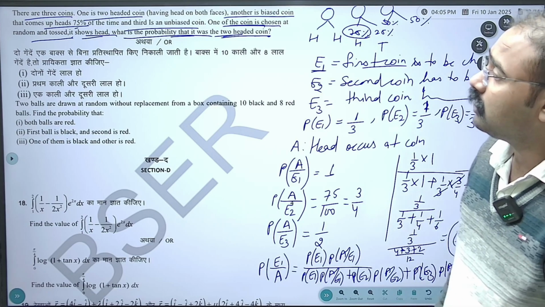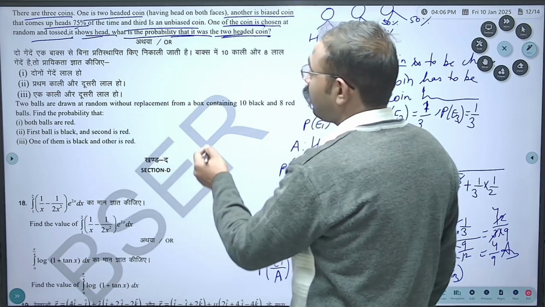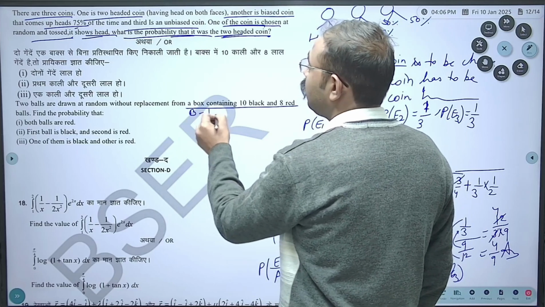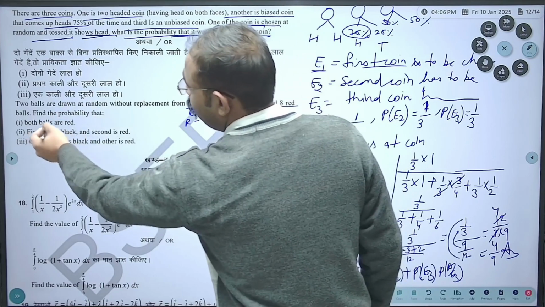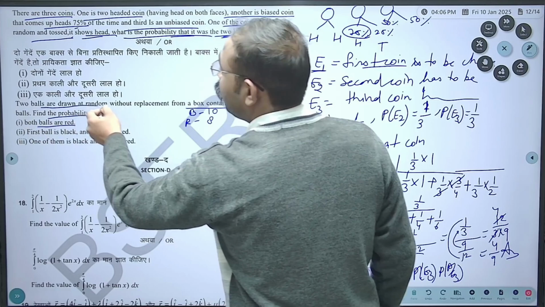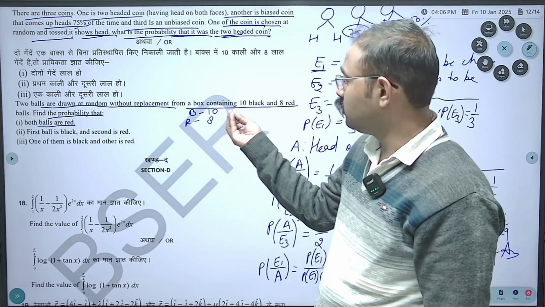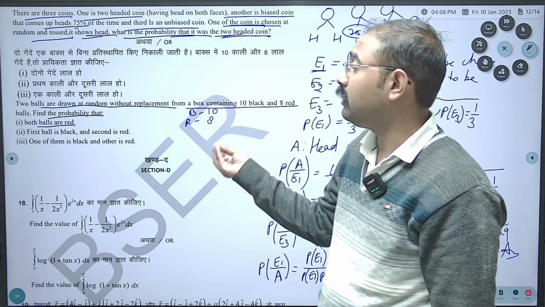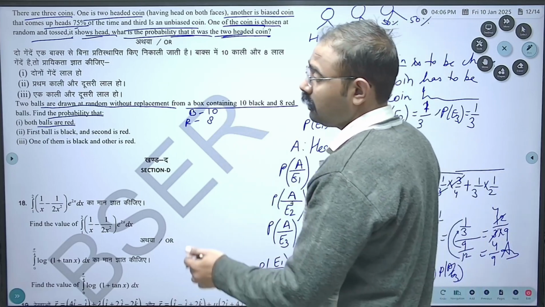So this was question number 17. Or part of this question number 17: a box contains 10 black and 8 red balls. Black balls are 10, red balls are 8. For the first part, find the probability that both balls are red, if two balls are drawn at random without replacement. Means we are taking out one ball from that bag and we are not replacing that ball. We are not keeping that ball in that bag.